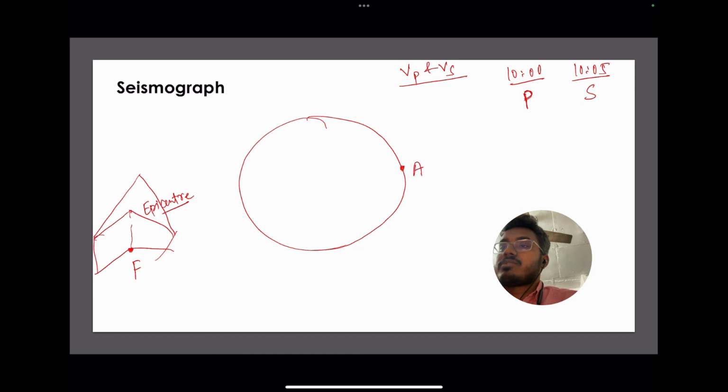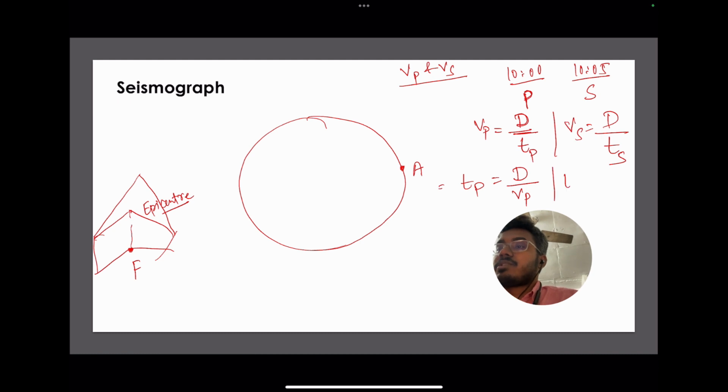So we can write velocity of P wave is equal to displacement, or the distance in its vector form, that it covered divided by Tp. Similarly, we can write it like this for S wave as well. We can rewrite these equations like Tp equal to d upon Vp and Ts equal to d upon Vs.